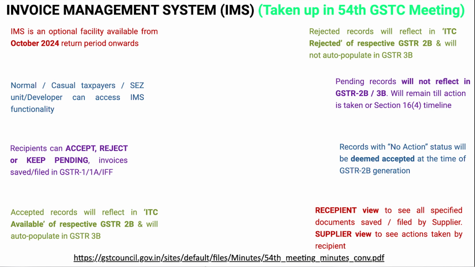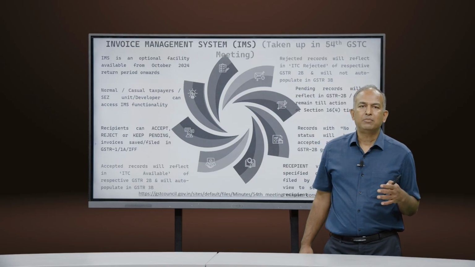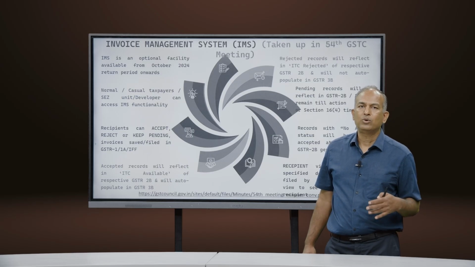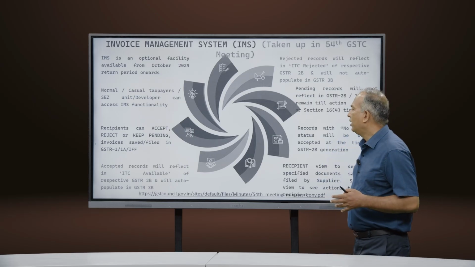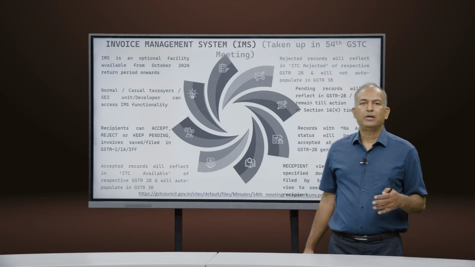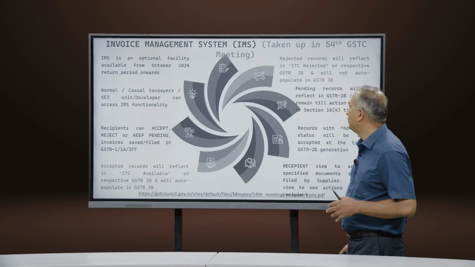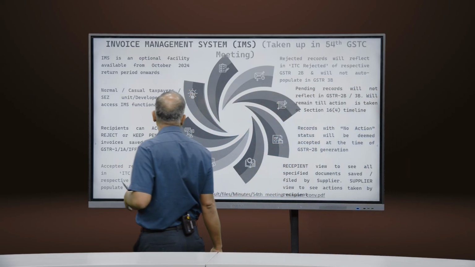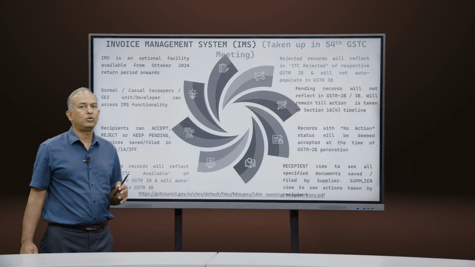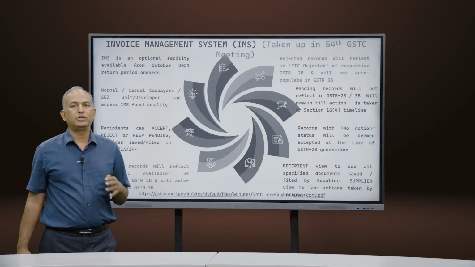The invoice management system is an optional facility available from October 2024 onwards only. It is available to a normal taxpayer, a casual taxpayer, and an SEZ unit or developer. The actions possible are that you can accept, reject, or keep it pending. Accepted records will be reflected in the ITC available section of your GSTR 2B and will auto-populate into the GSTR 3B. Rejected records will reflect in ITC rejected of the respective GSTR 2B and will not auto-populate into the GSTR 3B.